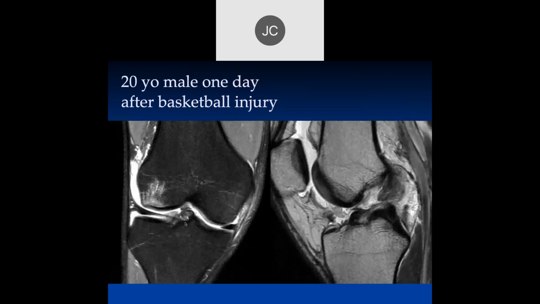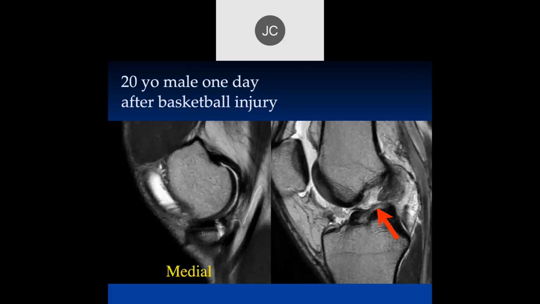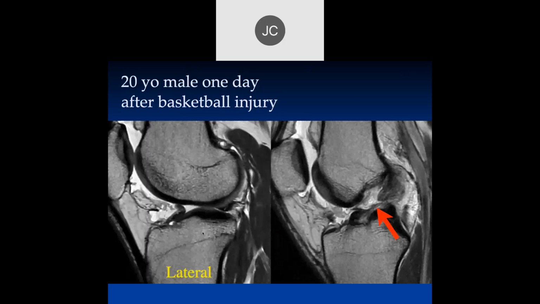All right, so the ACL looks disrupted mid-substance. Yeah, and there's a contusion in the lateral femoral condyle, the pivot shift. Here's on the medial side. Medial side looks like we have a vertical tear peripherally in the posterior horn, so a ramp lesion. And if we go to the lateral side, what are we seeing over there?